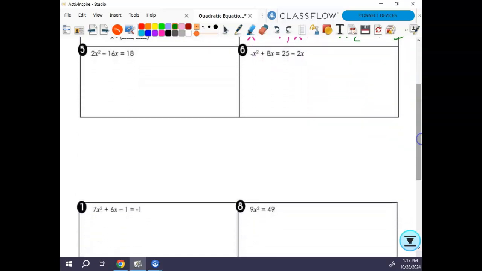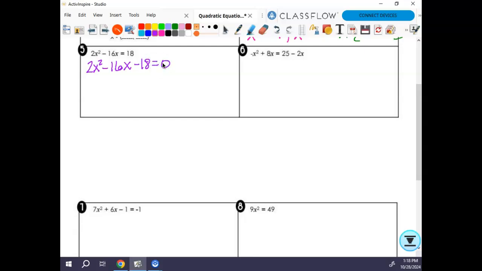So let's look at number 5. Now, I first need to set it equal to 0. That should be my first step 99% of the time when you're trying to factor things. We'll talk about what that 1% is a little bit when we get there. But I'm going to move this 18 over because you always want your x squared term to be positive. So 2x squared minus 16x minus 18 equals 0.